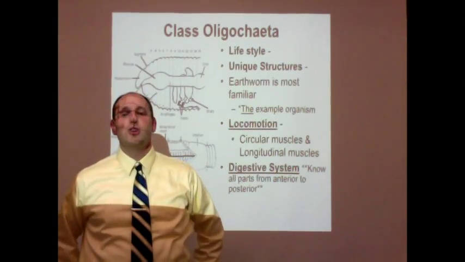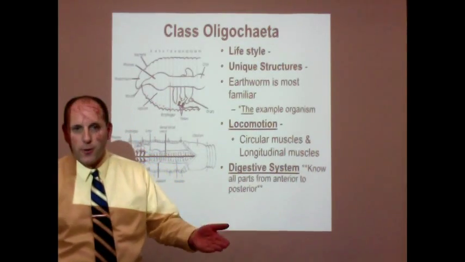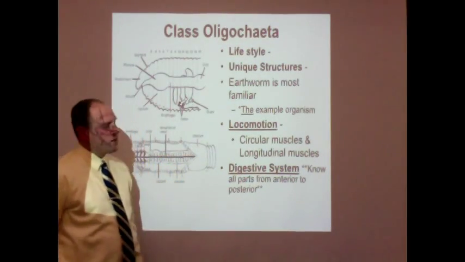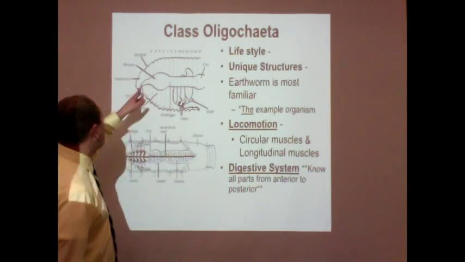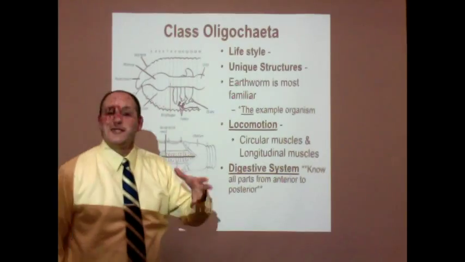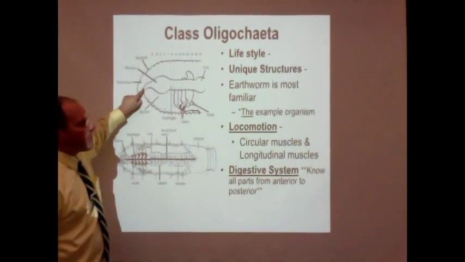prostomium. Prostomium. Sound it out: P-R-O-S-T-O-M-I-U-M. Prostomium. It's kind of like a little lip. So they have this little lip that hangs over their mouth. When they want to eat, they have to lift this lip up, and then we have the mouth.